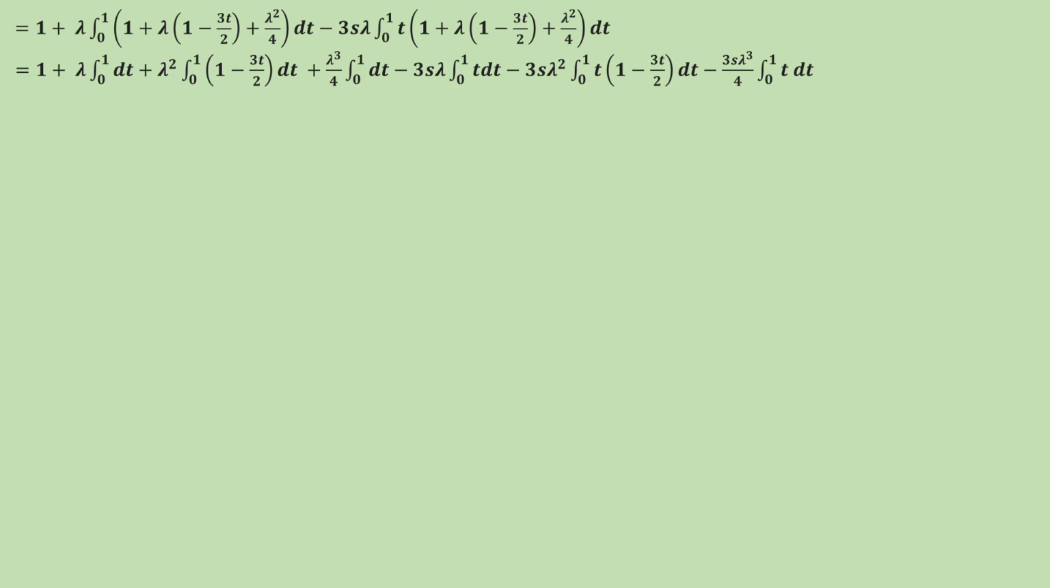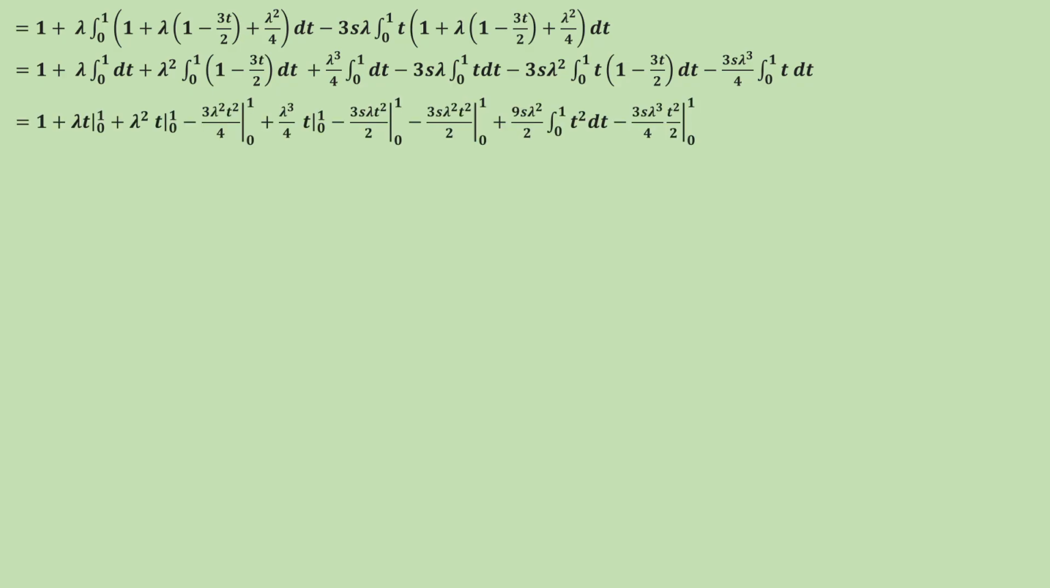Then the last term minus 3s lambda cube, right? Lambda square into lambda, right? So 3s lambda cube by 4, lambda square by 4, right? Integral 0 to 1 t dt. So that is equal to 1 plus lambda. So the integral of dt, t from 0 to 1, lower limit 0, upper limit 1, plus lambda square.